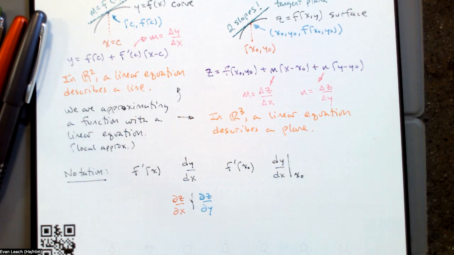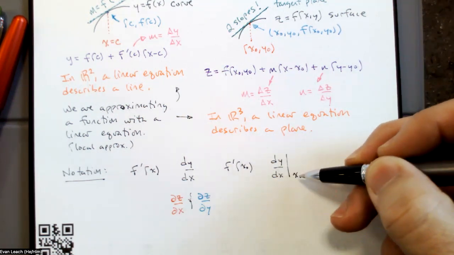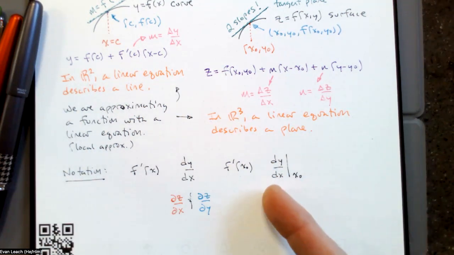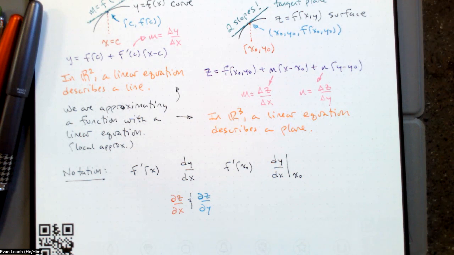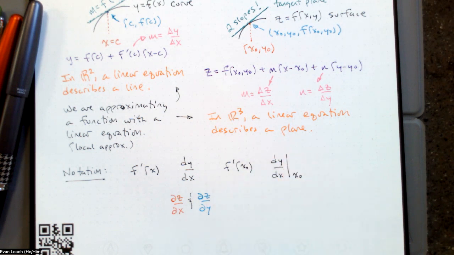dy dx. This is just evaluate this expression at this point. So dy dx evaluated at x naught. That's what we do for Leibniz notation when we want to plug in a point, because we don't have the parentheses available. So for our function style notation with the prime, we could just say evaluate f prime at x naught. So here's how we note evaluate dy dx at x naught.